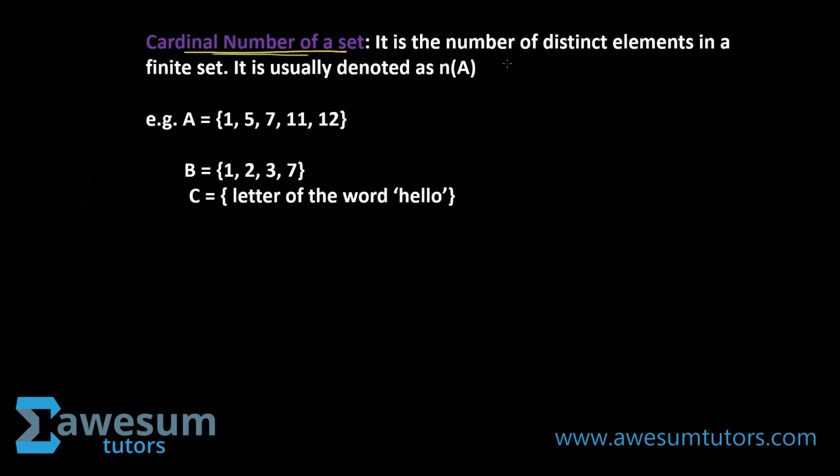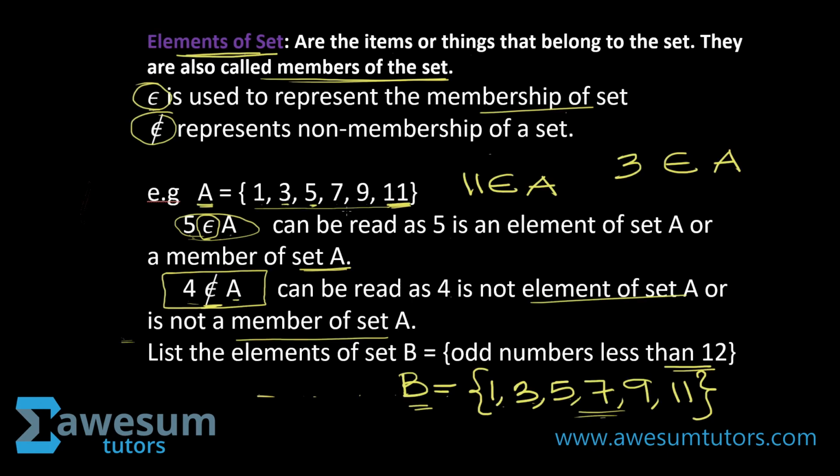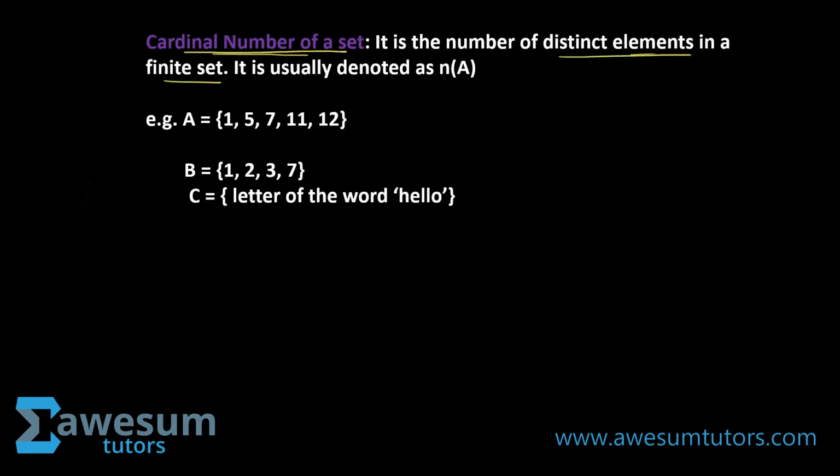Okay, it is the number of distinct elements in a finite set. Remember, we've talked about elements. We already know what elements are. We treated element right here. Since we already know what elements are, the cardinal number of a set is the number of distinct elements in that set, in a finite set. That means we cannot repeat any number.